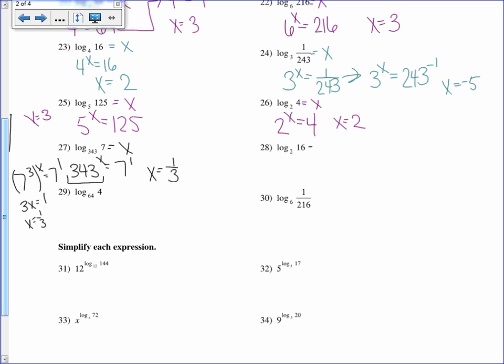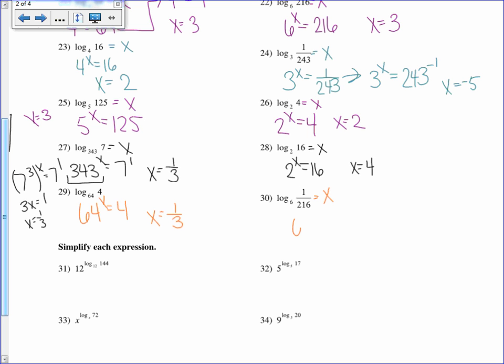Alright, for 28, set that equal to x. So 2 to the x is equal to 16. You're going to get that x is equal to 4. For 29, this is going to be 64 to the x is equal to 4. And that is going to give you x is equal to 1/3. Very similar to the one above it.